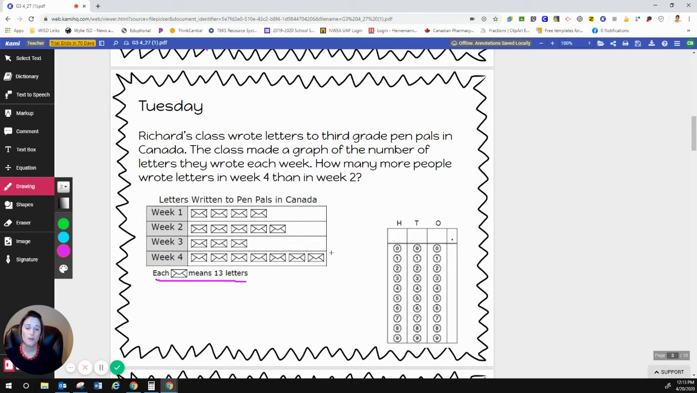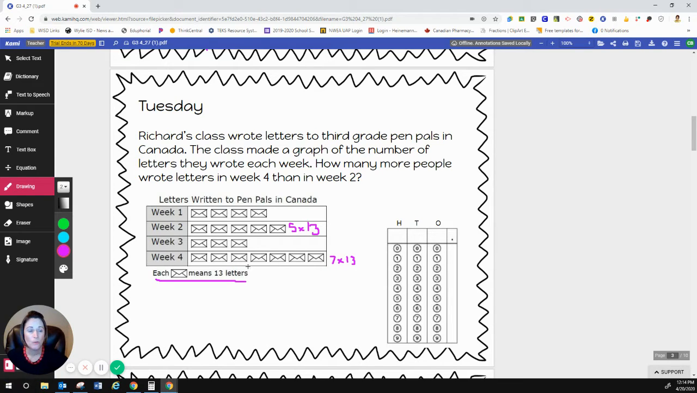There's a couple ways we can solve this. We could go and find out how many were written in week 2, which is 5, and multiply that by 13, and then go to week 4 and figure out how many were sent, which is 7, multiply that by 13. We can also start by just comparing it. We want to compare week 4 and week 2. How many were written in week 2? Well, we had 5. Like we said, 5 groups of 13. And in week 4, we had 7 groups of 13, right?